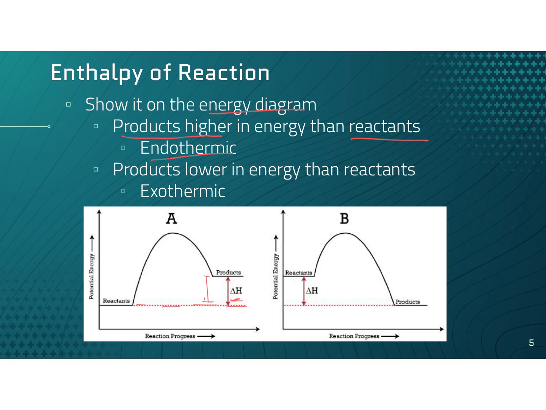The exact opposite is true for an exothermic reaction. For an exothermic reaction, the reactants are higher energy than the products. This delta H will equal a negative number. This would be a positive number in that case.